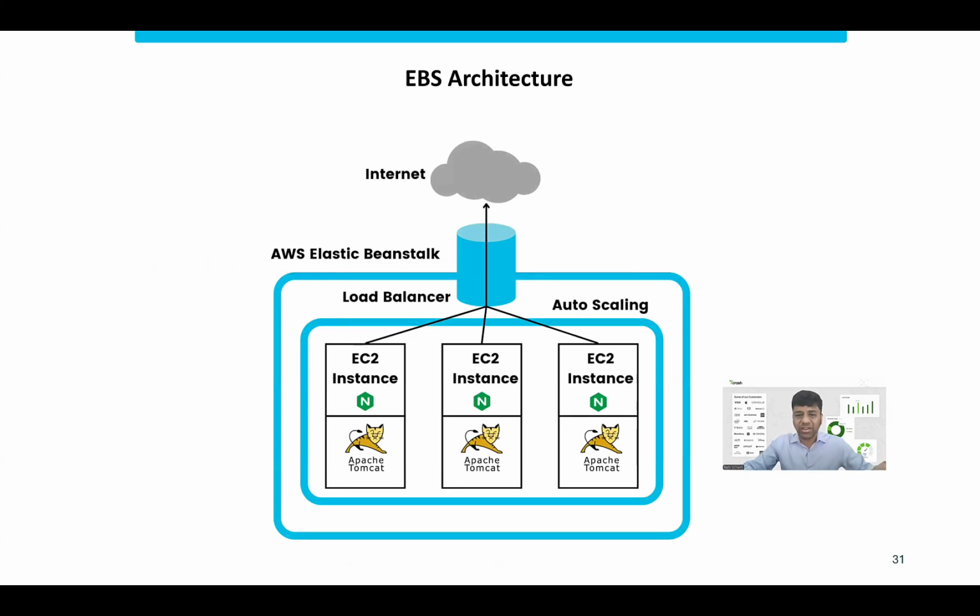EBS architecture is nothing fancy. It is a very simple architecture. At the very forefront, it has an AWS Elastic Load Balancer. It distributes the traffic to EC2 instances. Each EC2 instance has an Nginx server. Behind each Nginx server, there is an Apache Tomcat server running. This is where the actual microservice is running, within Apache Tomcat.